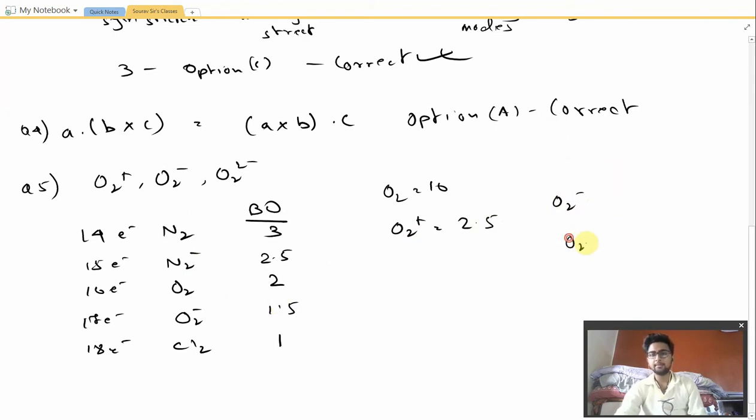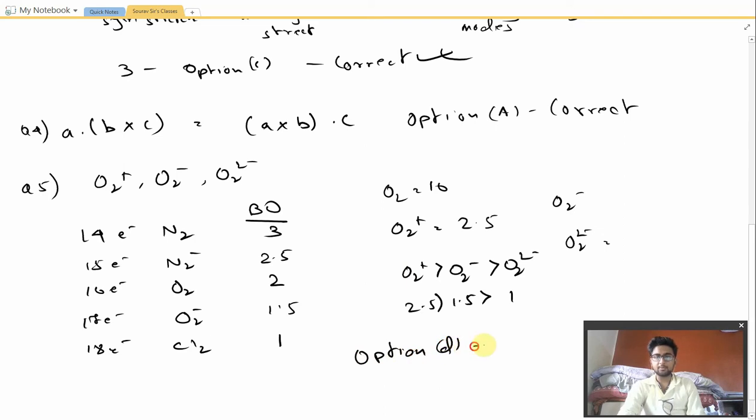O2 2 minus will have 18 electrons. 16 plus 2, 18 electrons, would have bond order 1. So the highest bond order is for O2 plus, then O2 minus, then O2 2 minus. 2.5 is there, 1.5 is there, 1 is there. So the correct trend is O2 plus, then O2 minus, then O2 2 minus. In the options you can see that option D has this, and therefore option D is the correct one.